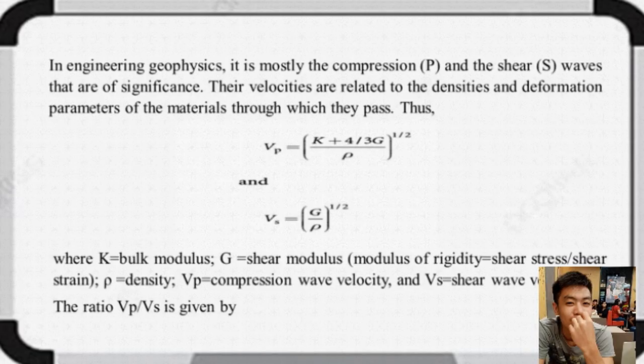So kanang compression wave o ang shear wave naa silay formula, which is V sub P equals the quantity of K plus 4/3 G over rho, to the power of 1/2. Ug ang formula sa shear waves is V sub S, or shear wave velocity, equals the quantity of G over rho, to the power of 1/2.